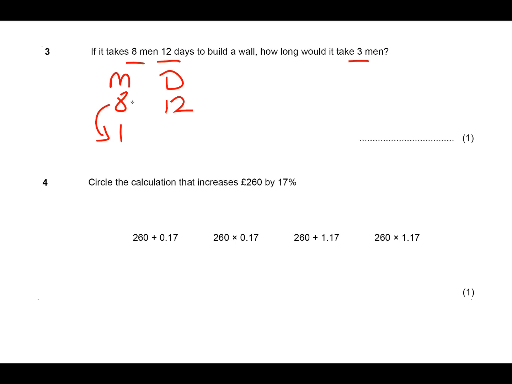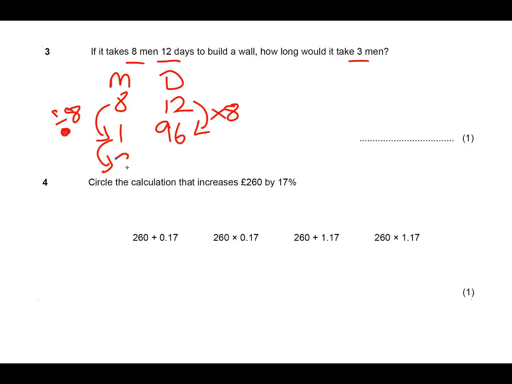Well, on this side, to get from 8 to 1, we divide it by 8. Now, if you divide one side by 8 on an inverse proportion, you would multiply the other side by 8 to get 96 days, which makes sense. You know, the more people you throw at something, the less time it takes. So 1 man would take an awful long time. He'd take 96 days.